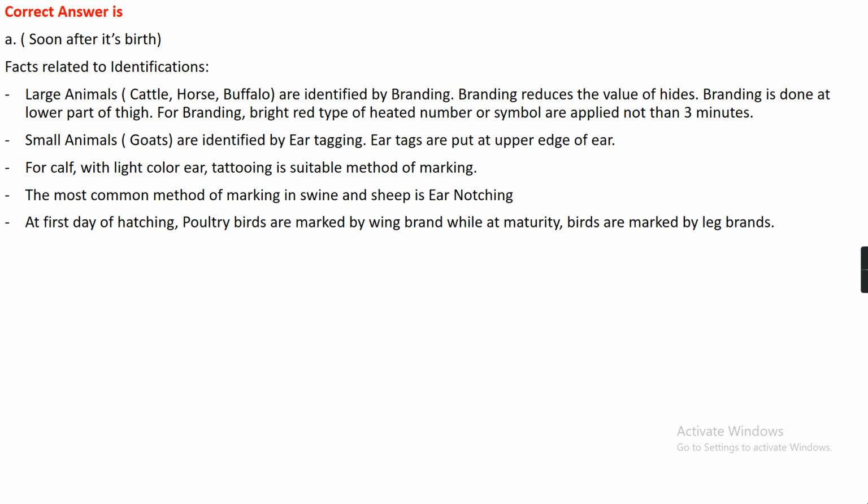And in case of poultry, on the first day of hatching, the poultry are identified by wing brand, while at maturity the poultry are marked by leg brand.